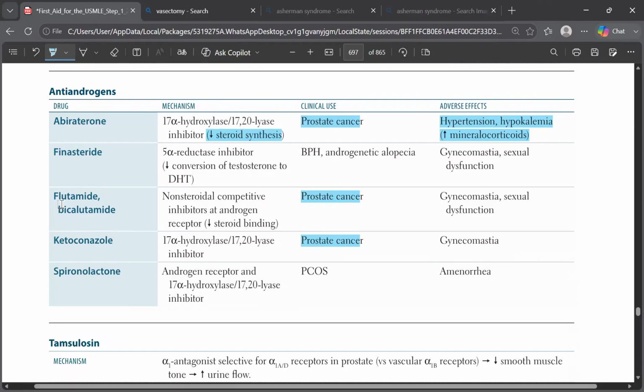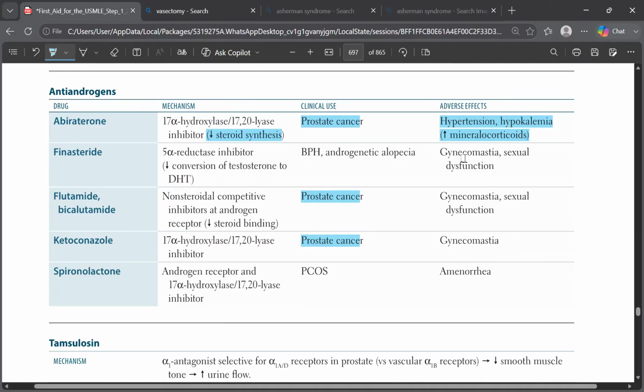Then we have finasteride that we discussed and said that it was very important. It was a 5-alpha reductase inhibitor that inhibited the conversion of testosterone to dihydrotestosterone, and it is used in benign prostatic hyperplasia and androgenetic alopecia. So it increases testosterone but decreases DHT. And since BPH is associated with DHT, it is used to treat BPH, and also because DHT is an androgen, it decreases the cause of androgenetic alopecia, or male pattern baldness.